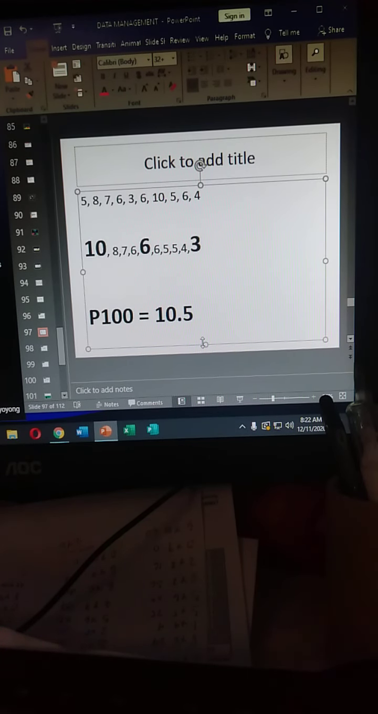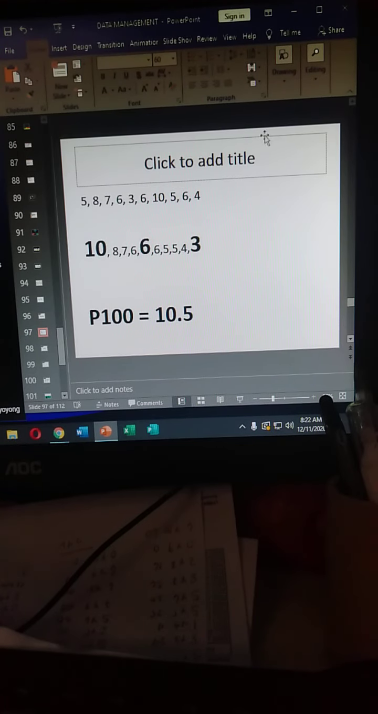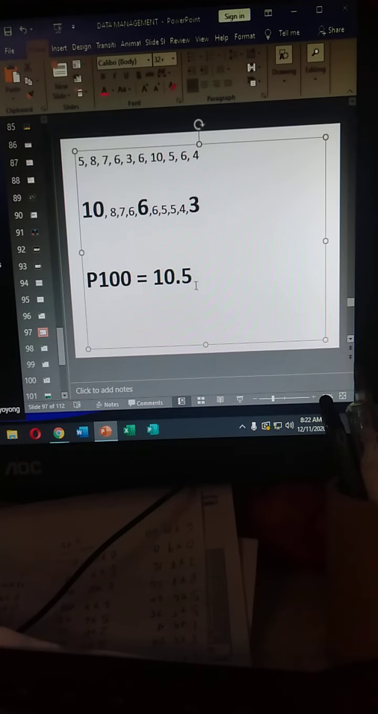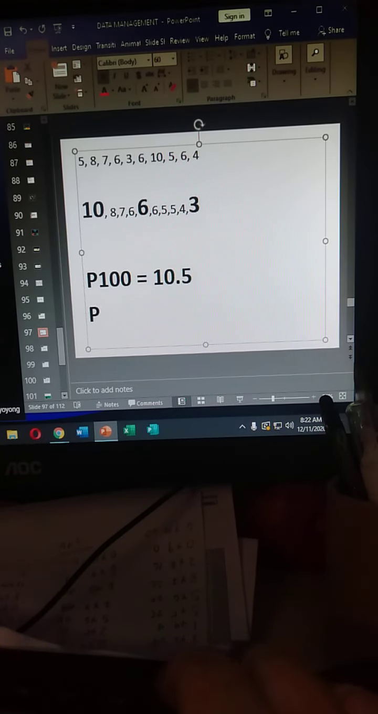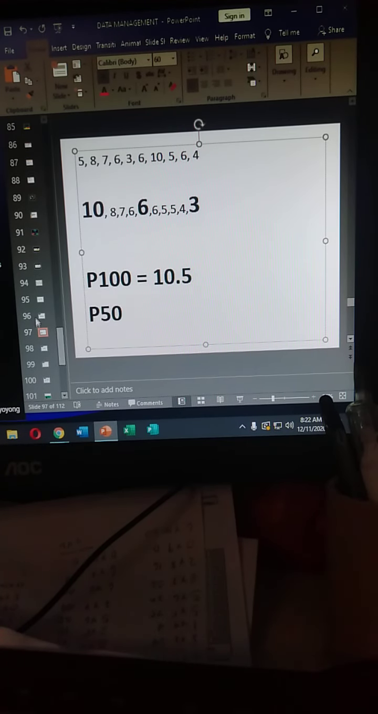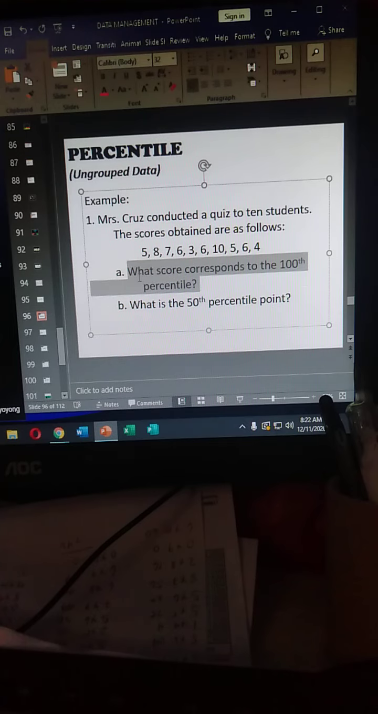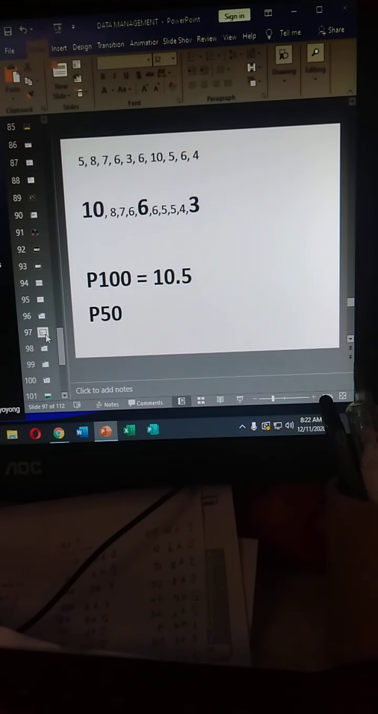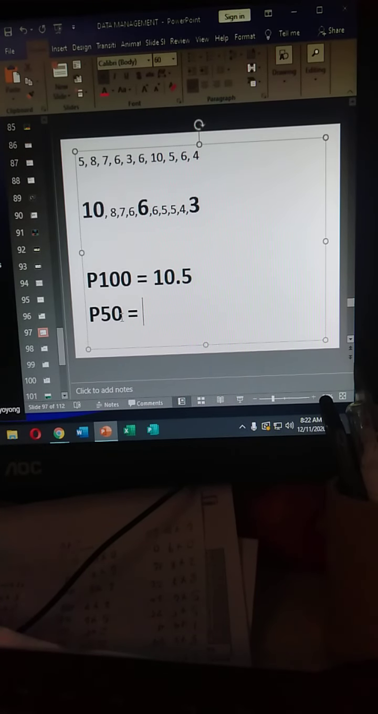Now, the next one. How about for P50? That is the next question. We're done with the 10.5 for the 100th percentile. Now, what is the 50th percentile point? The 50th means the middle. And what's the middle number? It's 6.